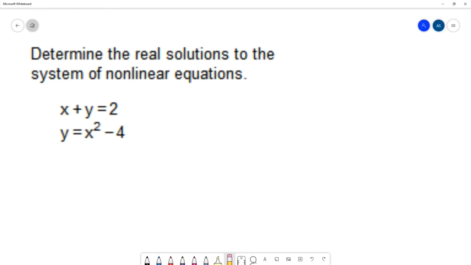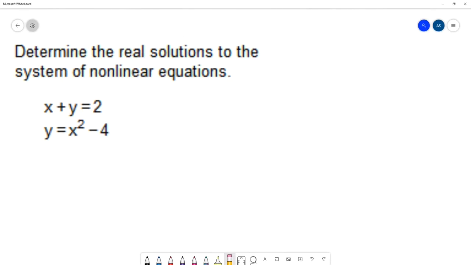First, I want to do a very quick sketch of the graph. I'm not going to do the sketch in detail. This is just to give me an idea of how many solutions I might have. So the first equation is a linear equation, and the graph will be a straight line. The second equation is a quadratic equation, and a quadratic equation will have a graph of a parabola.